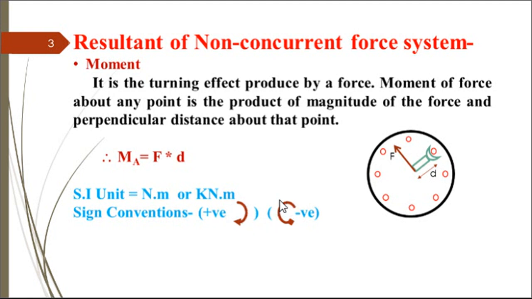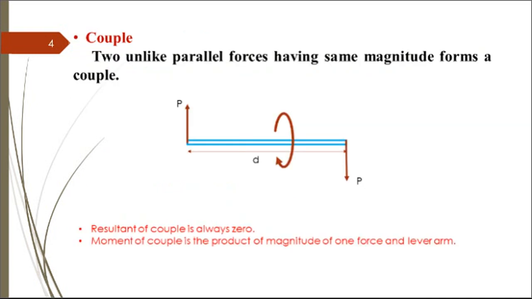If it is causing the anti-clockwise movement, it is considered as a negative. Now the second term is nothing but the couple. We have already seen in our previous video the parallel force system. In parallel force system, again we came across like parallel forces and unlike parallel forces. So out of that, when two unlike parallel forces having the same magnitude, that can form a couple.